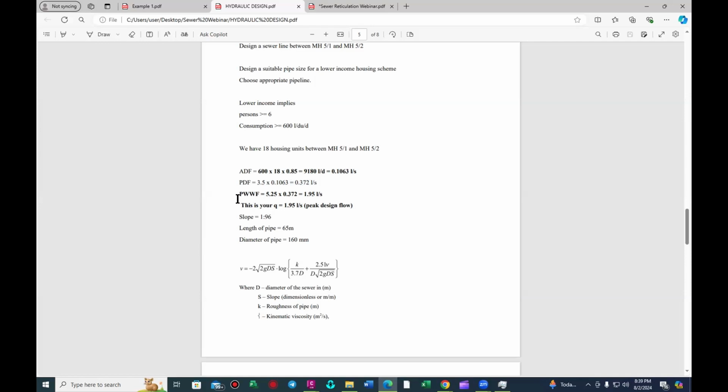Then after we do that, we factor in the peak wet weather flow, which means we multiply by 5.25. So we're multiplying our peak dry weather flow by our peak wet weather flow factor, so that we get 1.195. So we've added our peak factor and we've added our peak wet weather flow. We ended up getting 1.95 liters per second. This Q is called your design flow. This is the peak flow, the amount of sewage we need to expect.